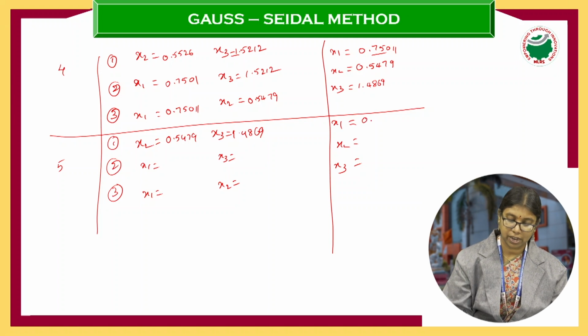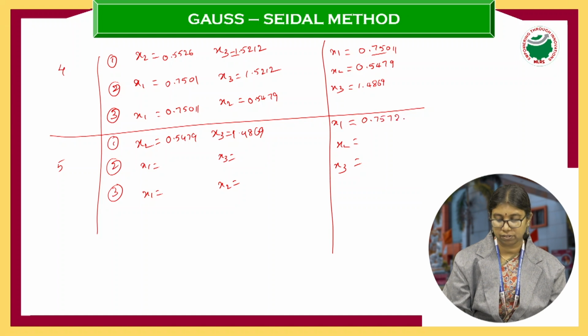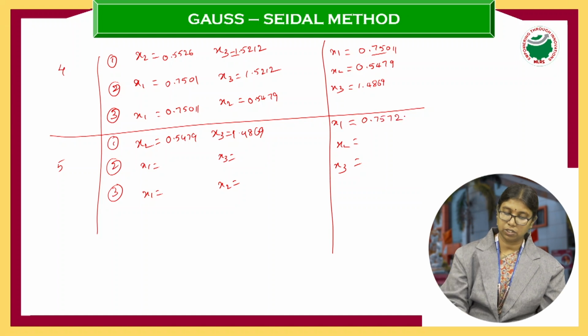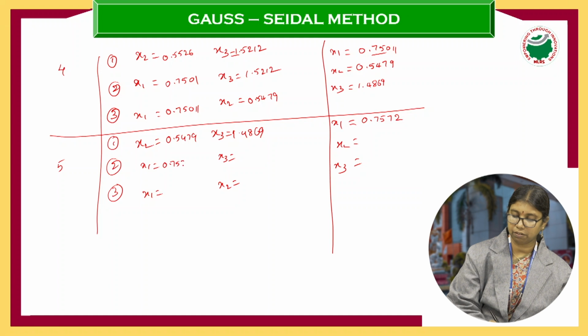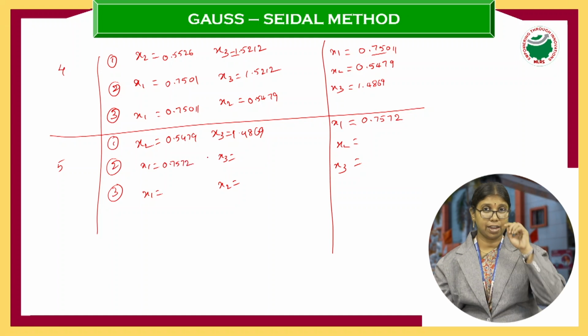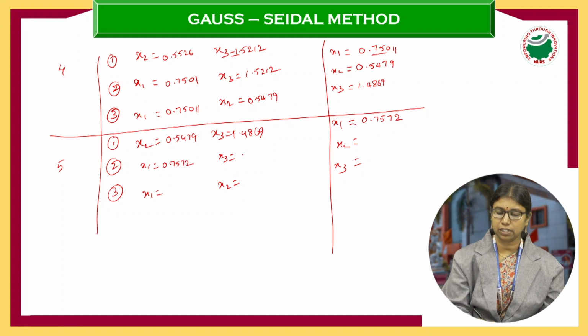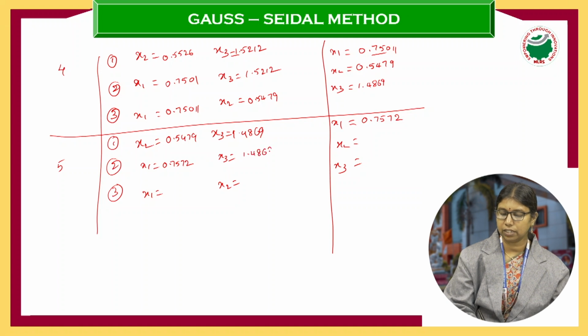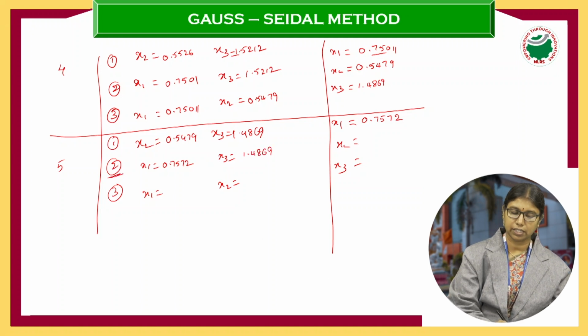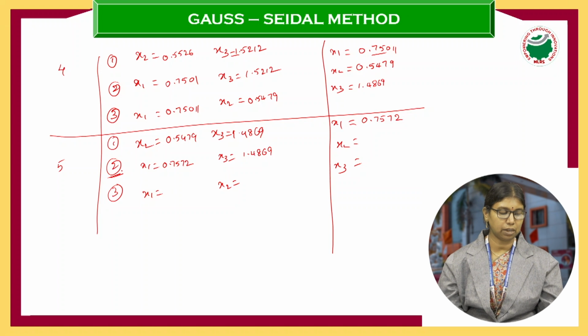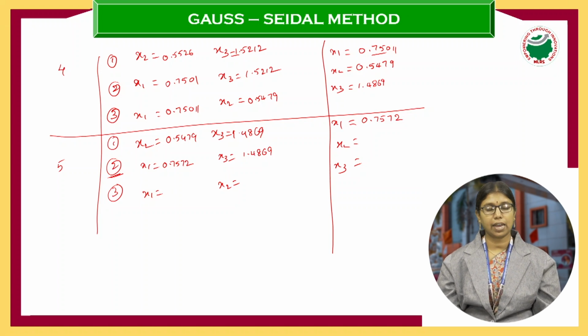Then you got the x value as 0.7572. Now take this value, 0.7572, and the x3 value. The latest value for x3 is 1.4869 only. So now we need the second equation on the screen. Press the upper arrow 2 times, then press the calc button.